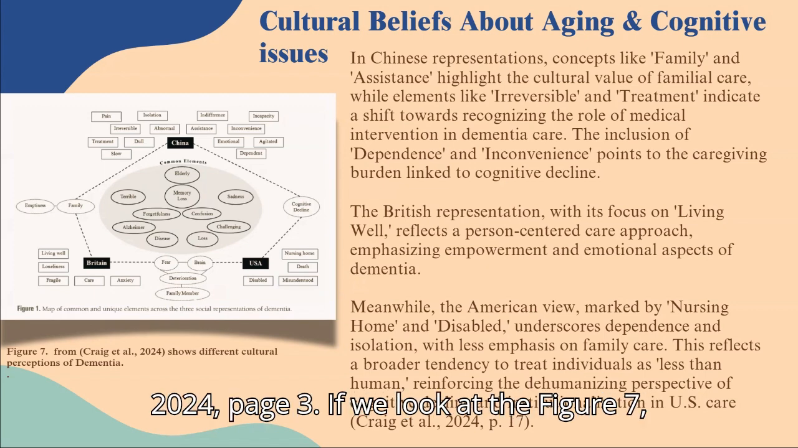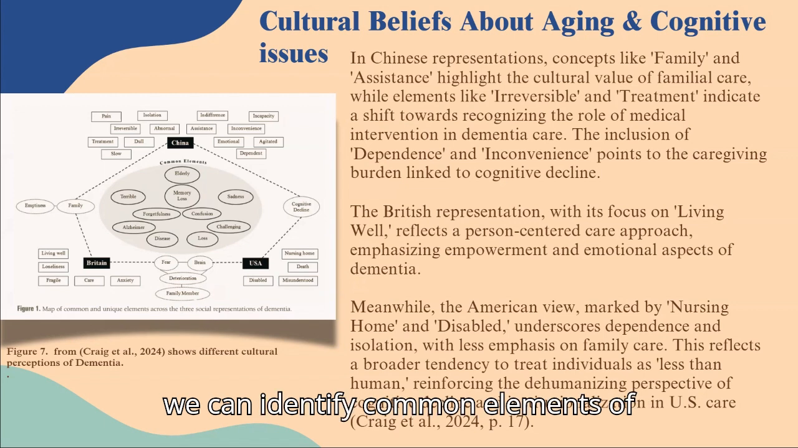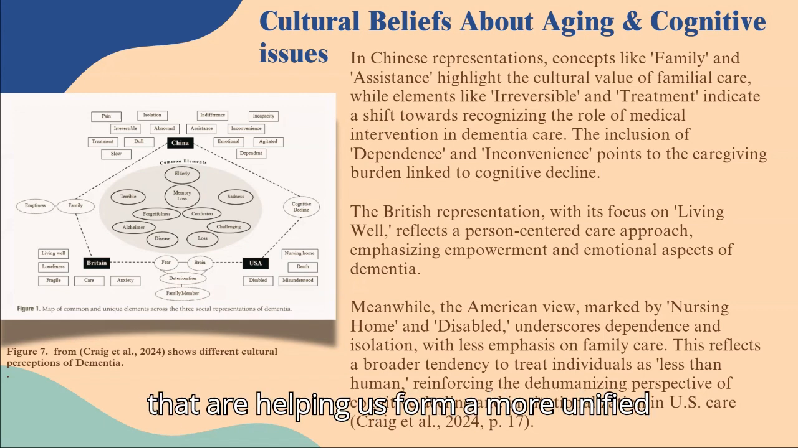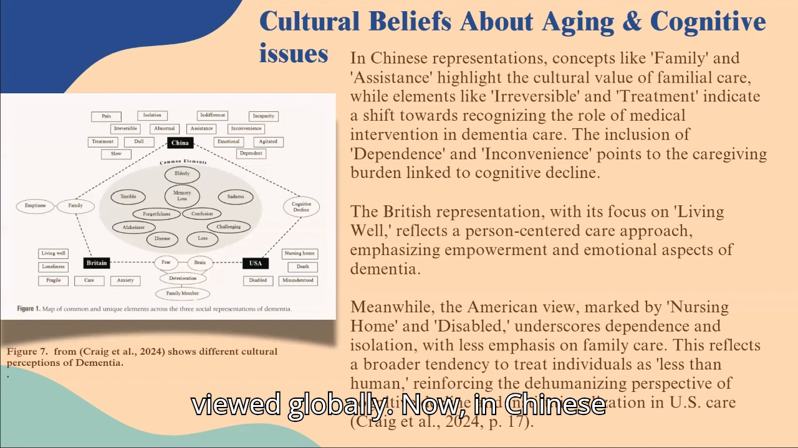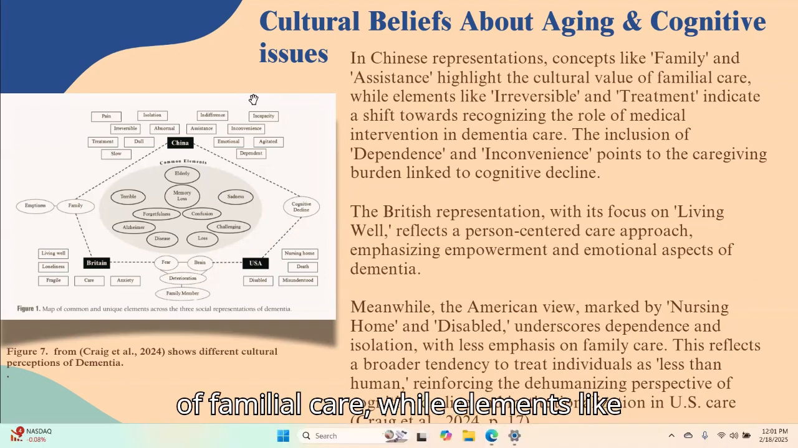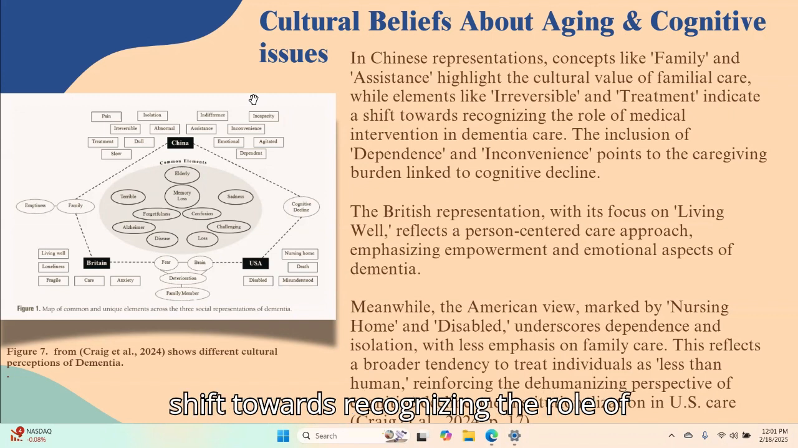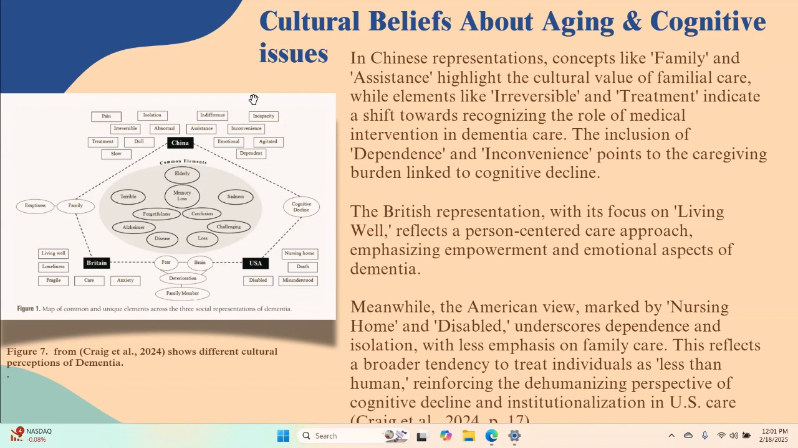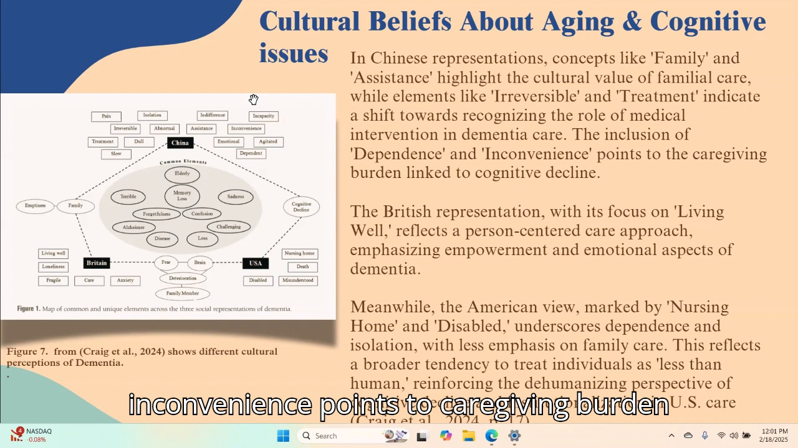If we look at figure 7, based on this infographic, we can identify common elements of perceptions among these three cultures, helping us form a more unified understanding of how this population is viewed globally. In Chinese representations, concepts like family and assistance highlight the cultural value of familial care, while elements like irreversible and treatment indicate a shift towards recognizing the role of medical intervention in dementia care. The inclusion of dependence and inconvenience points to caregiving burden linked to cognitive decline.